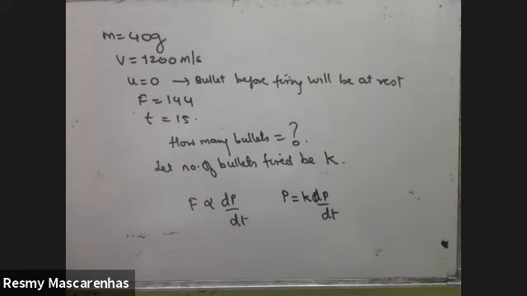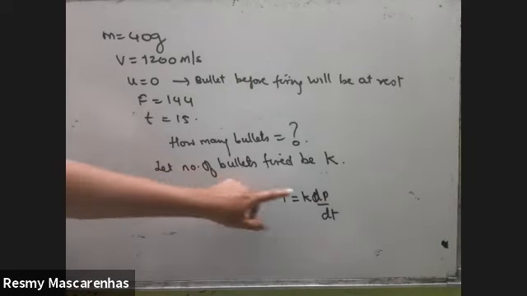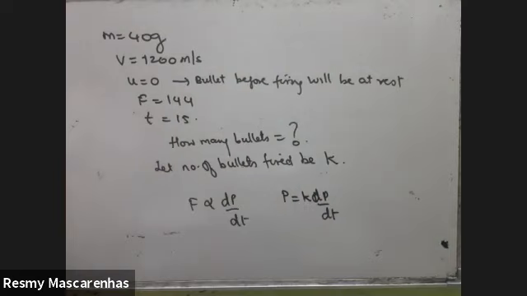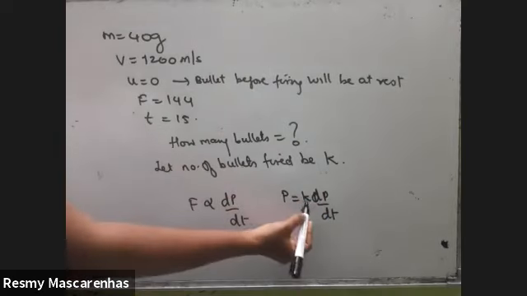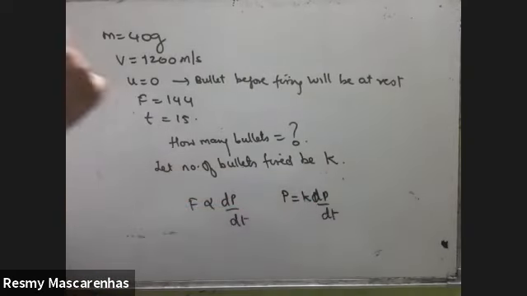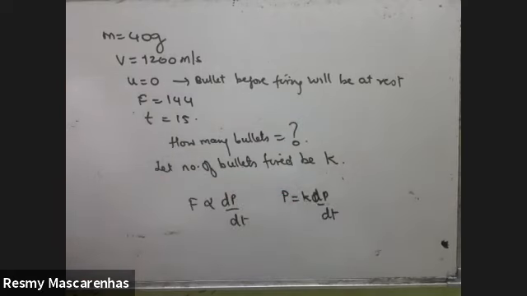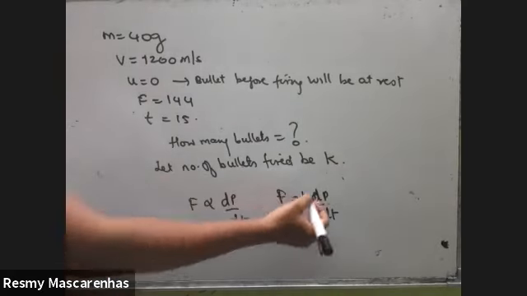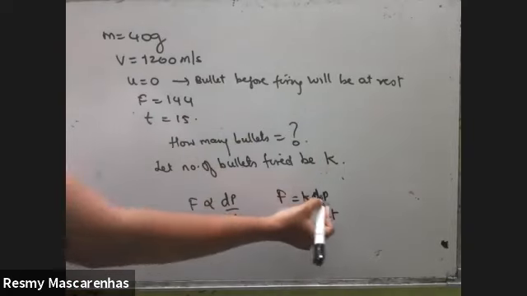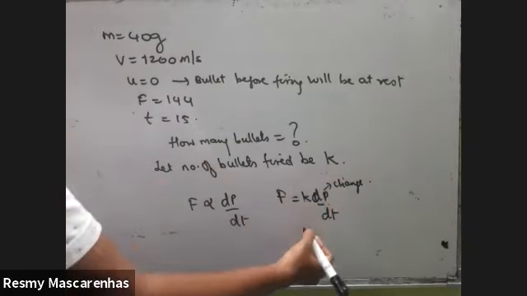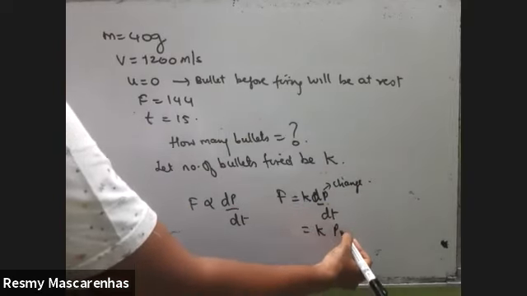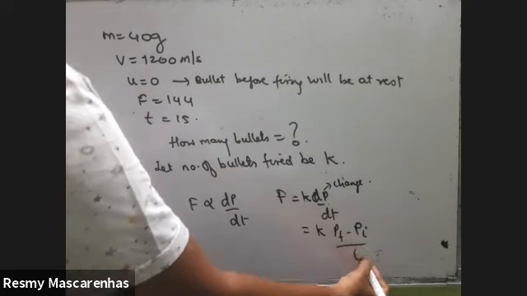But here, we will not assume that K is equal to 1 because we have to calculate that K. How many bullets will be fired within that much time? So K will stay like this only. Otherwise, normally in all the problems, as long as we don't have to calculate the number of things happening, we assume K to be 1. So directly we use the formula dP by dt, that is mass into acceleration. This is F. So this is the change in momentum. It's nothing but K times P final minus P initial upon time.